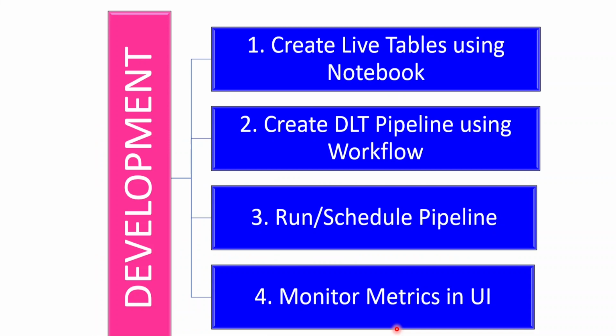Right. Now let me summarize. In order to create a Delta Live Table, what are the steps we have to follow? There are 4 major steps. First, we have to create live tables using a notebook. So what is a live table? There are different sets of live tables and materialized views in Delta Live Tables. I will cover those concepts in one of the videos.